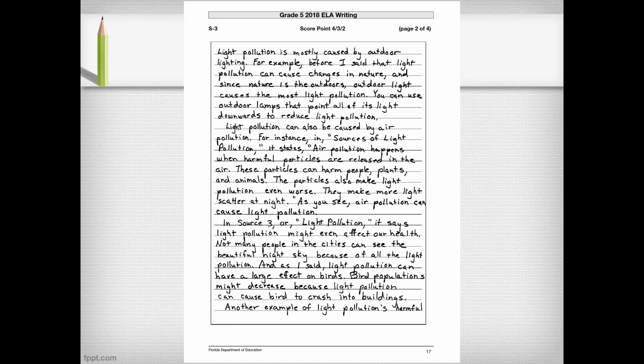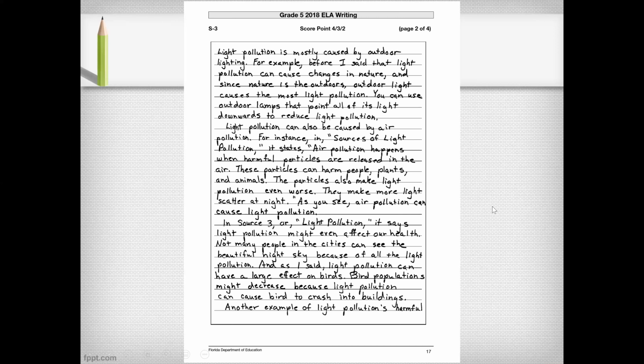In Source 3, or Light Pollution, it says light pollution might even affect our health. Not many people in the cities can see the beautiful night sky because of all the light pollution. And as I said, light pollution can have a large effect on birds. Bird populations might decrease because light pollution can cause birds to crash into buildings.